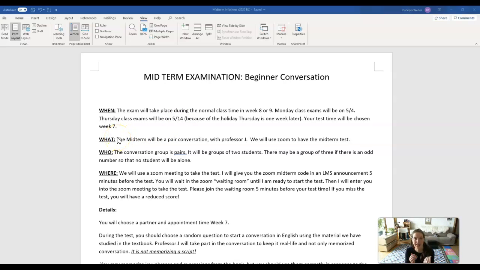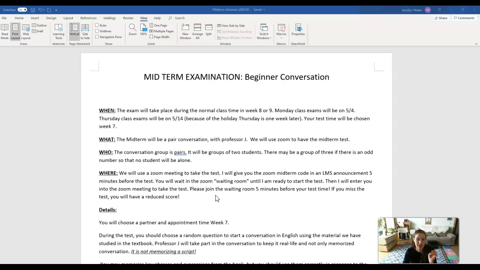The midterm is a pair conversation test, and we will use Zoom to have the conversation. So all 3 of us, me and you and your partner, will be in the Zoom classroom together, asking questions and having a conversation. We will use the Zoom meeting to take the test.